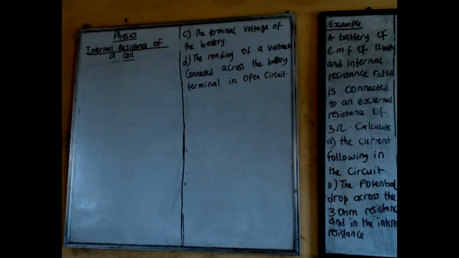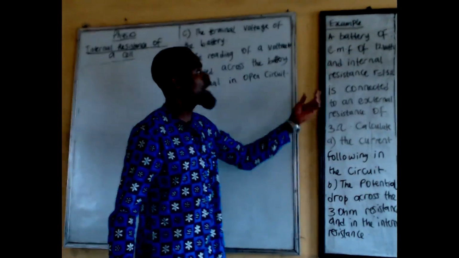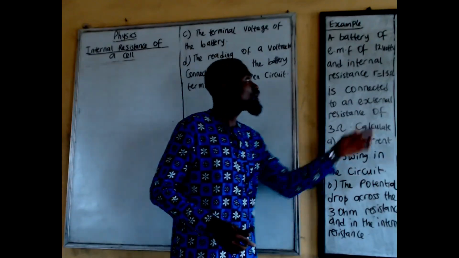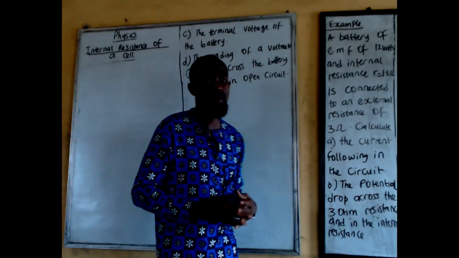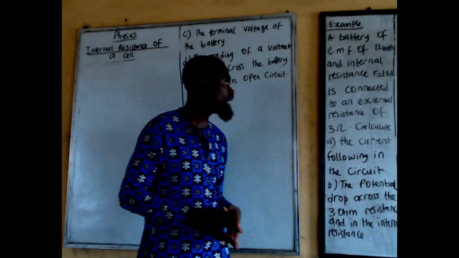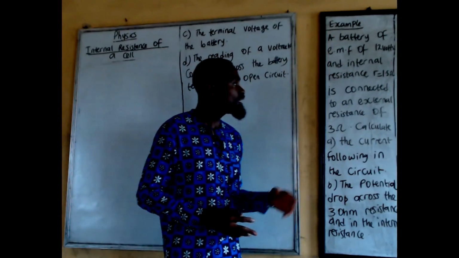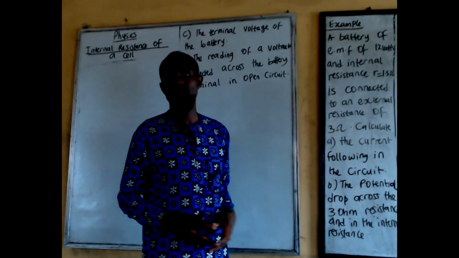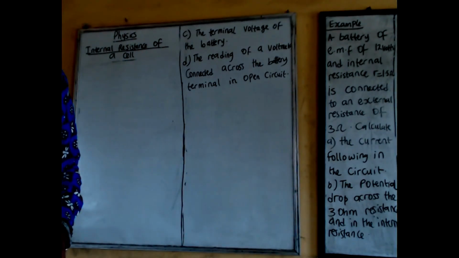We have another question on the board. It says a battery of EMF 12 volts and internal resistance 1.5 ohms. Quickly, your mind should just know that the internal resistance has been called to mind. So this battery with that voltage and that internal resistance is connected to an external resistance of 3 ohms.